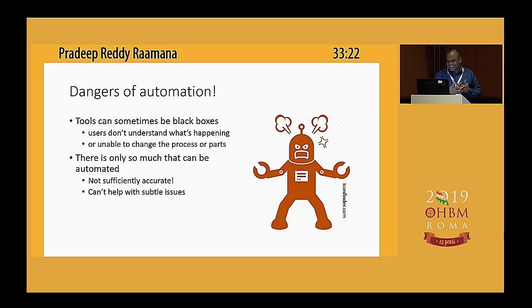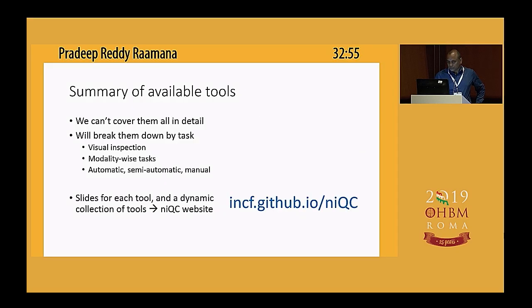Sometimes people just don't understand what's happening, right? So we have to keep this in mind before we go charging fully towards automation. And actually, for this particular QA QC aspect, they are not sufficiently accurate, at least in a few of the applications I've been involved in. Some of them are just not there, and they can really help with very subtle issues.